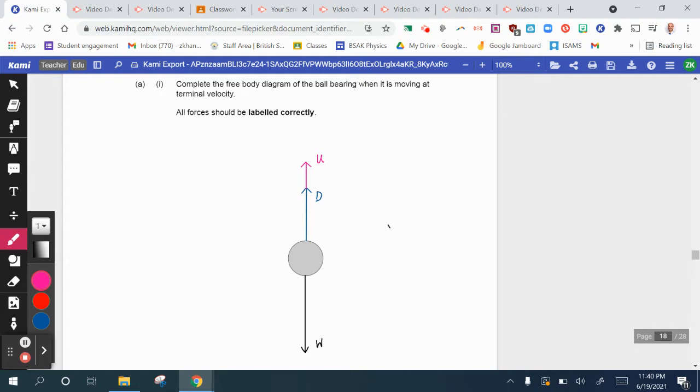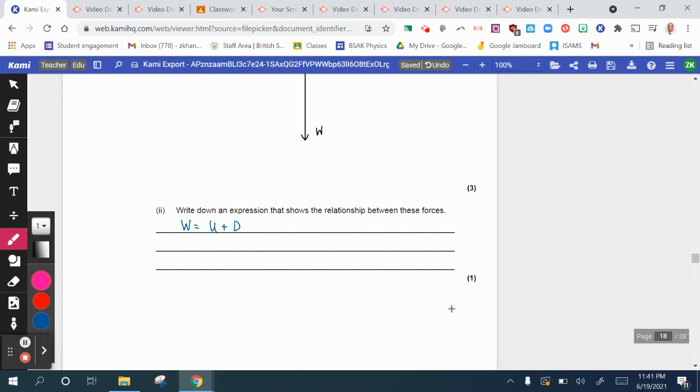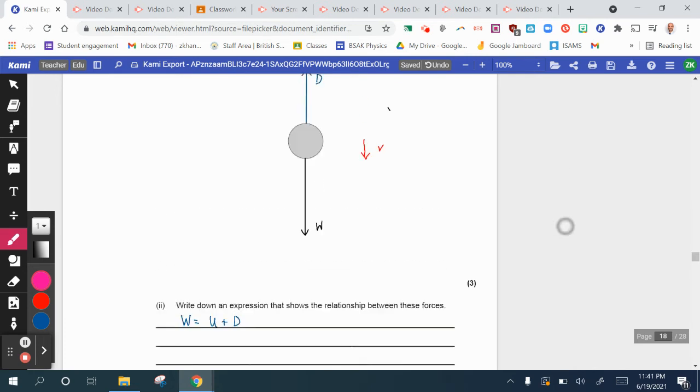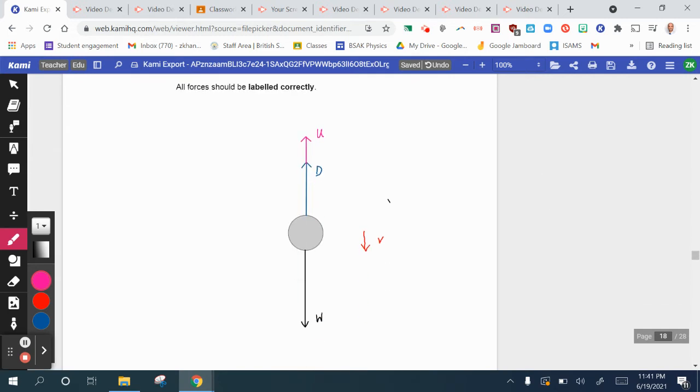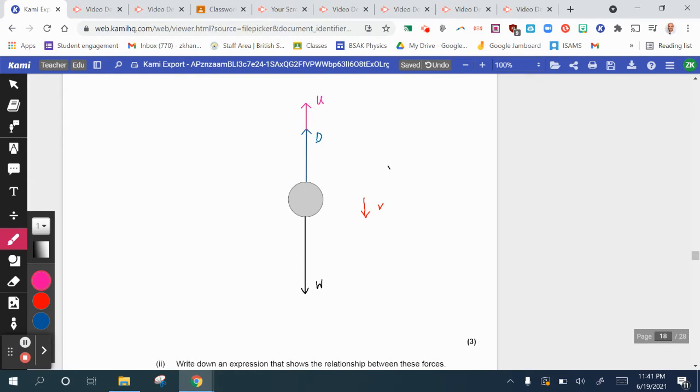When you have an object that is falling, the upthrust and the drag are acting in the opposite direction to the motion. The motion of the object is downwards with a terminal velocity. Key idea: the forces are equal and opposite. The next question says write down an expression which shows a relationship between these forces. If the object is moving at terminal velocity, therefore the weight is equal to the sum of the upthrust and the drag.